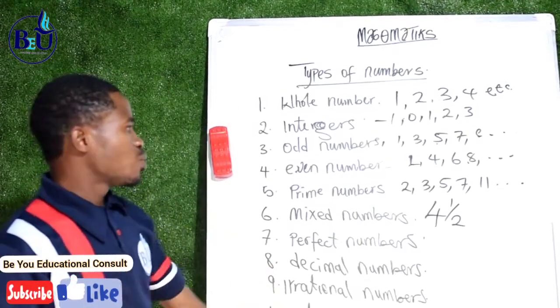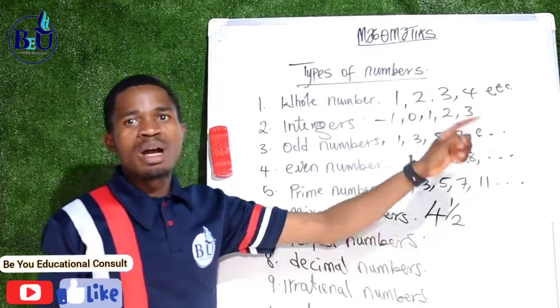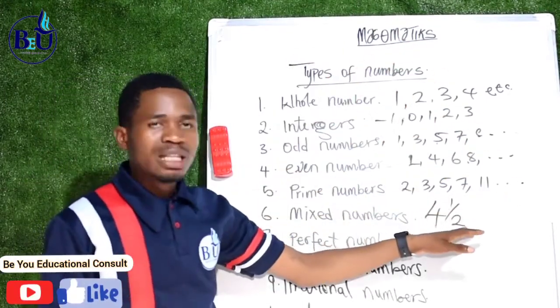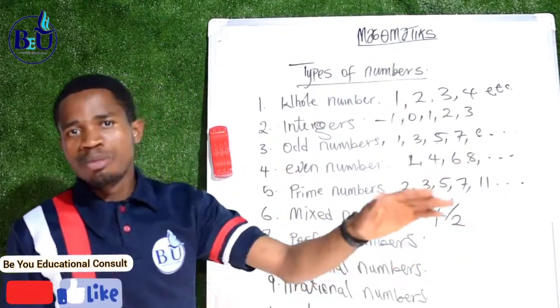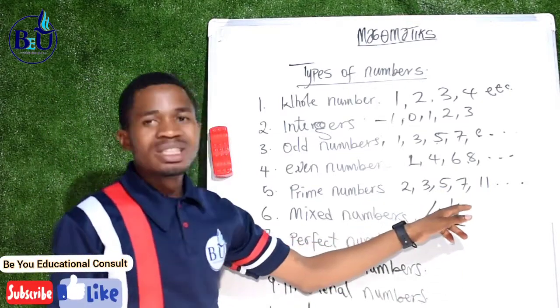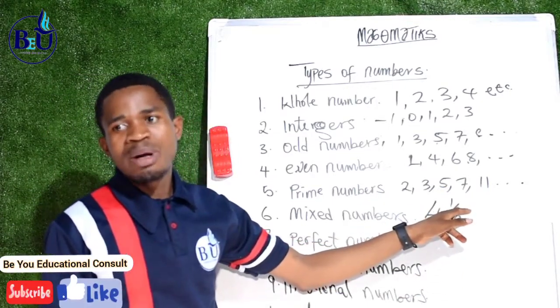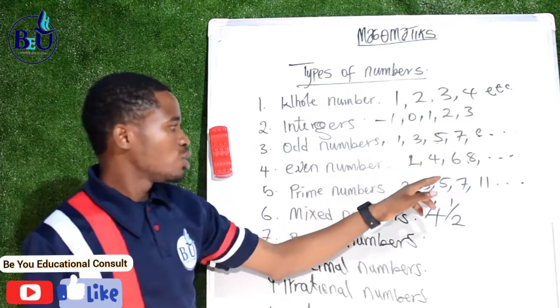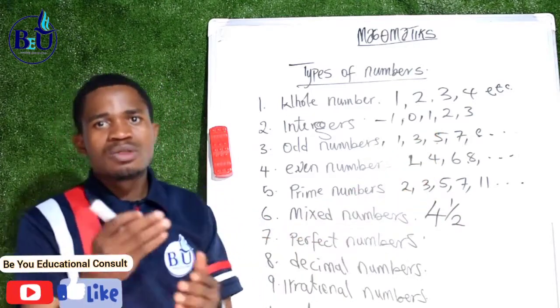If you look at the fraction, we only have the numerator, which is the one at the top. Then the one at the bottom is what we call the denominator. Then this is what we call the divisor, or the horizontal bar that separates the numerator and the denominator.